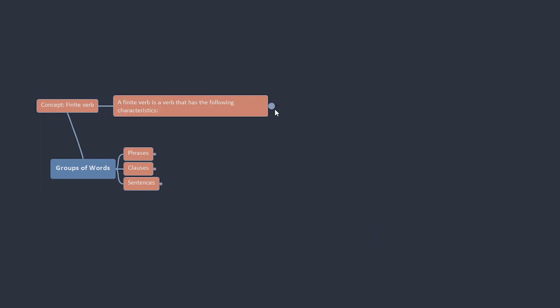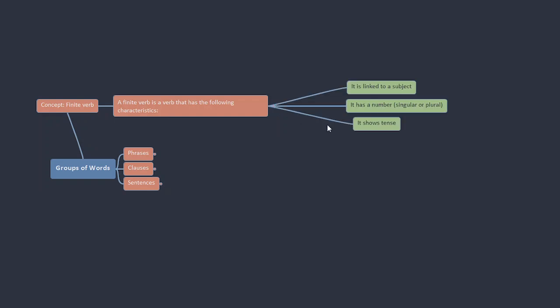But for now, what you need to know is it's a verb, which for these purposes we're going to stick to the definition of a verb as a doing word, even though it's a lot more technical than that. And this verb will have the following characteristics. It will be linked to a subject. There will be someone who is performing an action.